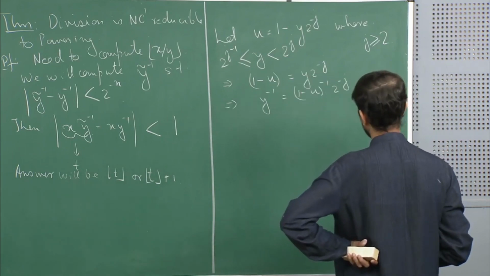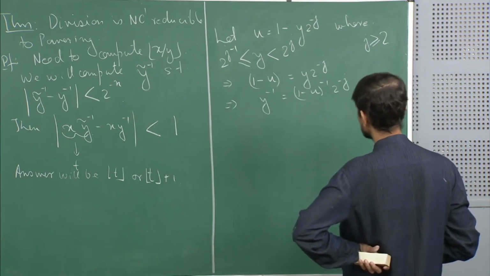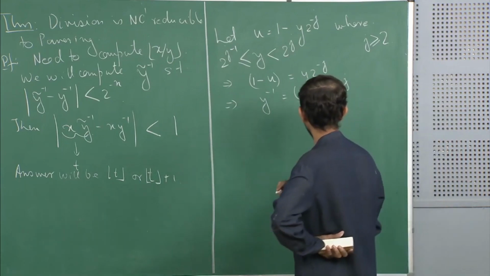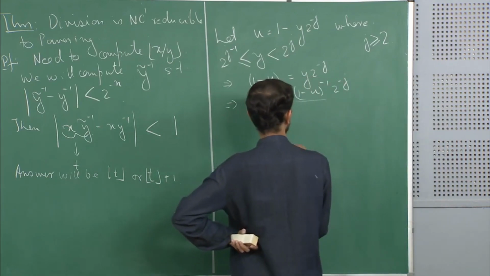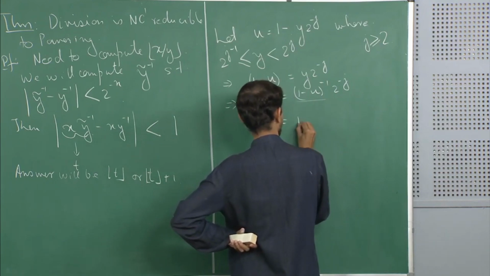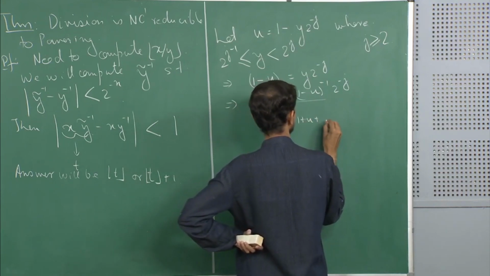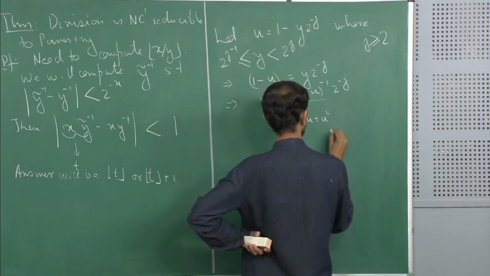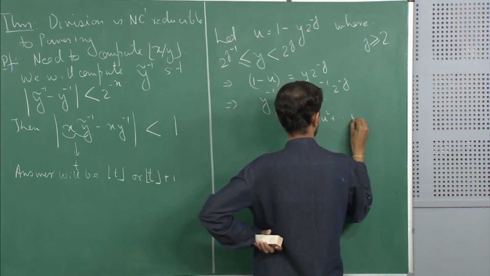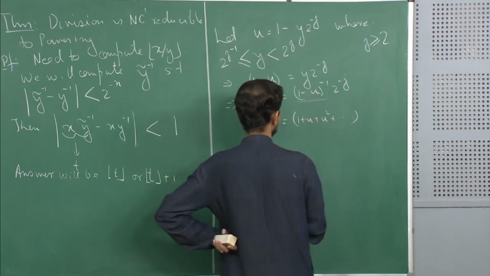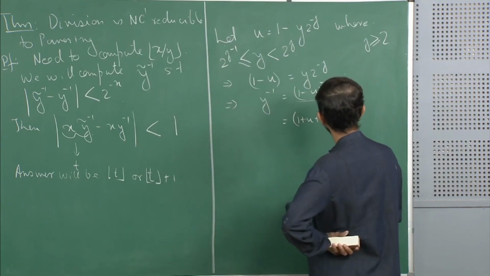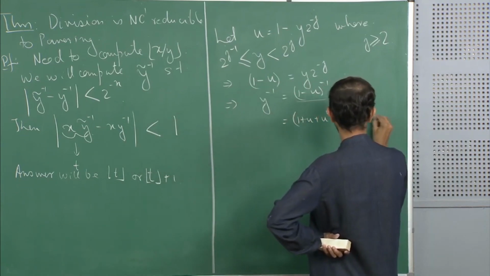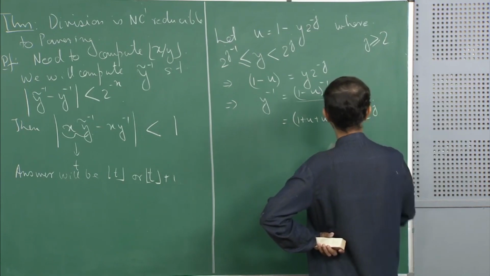Okay. So, y inverse is equal to this. Now, we will see what is 1 over u inverse. So, this is nothing but 1 plus u plus u square. So, this is the infinite series 1 plus u plus u square, and so on, times 2 to the power minus j.